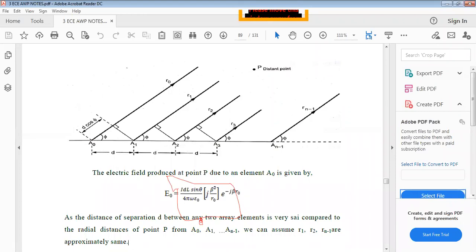When we consider the same in free space, the excited current element angular frequency is 2 pi f, which is replaced with omega, and the free space permittivity, that is the complete Biot-Savart law. E0 equals I dl sin theta by 4 pi epsilon naught into its phase value, j beta square by r0 into e power minus j beta r0, or simply minus j theta, where theta is nothing but beta into r0, for the first point source a0.